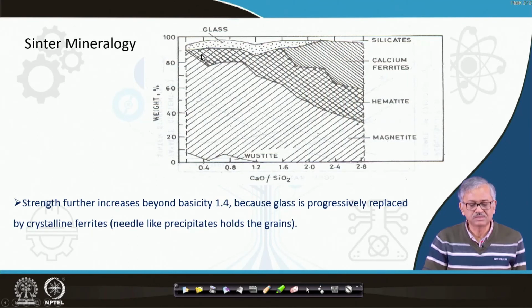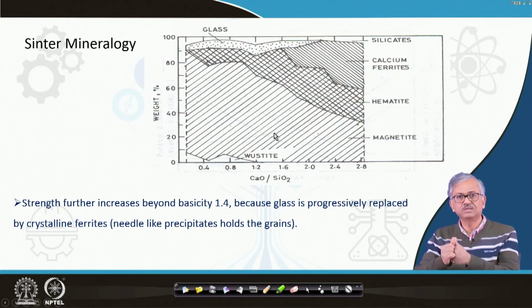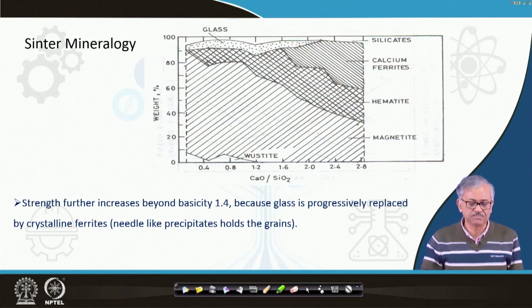This is the magnetite, this is the hematite. Magnetite is decreasing slowly, and hematite is increasing in the structure. So, as you increase the lime, hematite is increasing, which means reducibility is increasing. That is very important to know. Beyond 1.4, when you are going in this region, magnetite is quite less, hematite is more. So, it is more reducible.